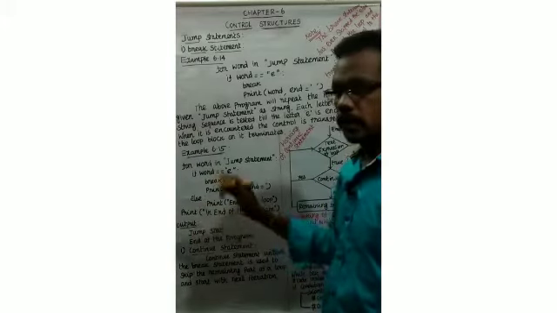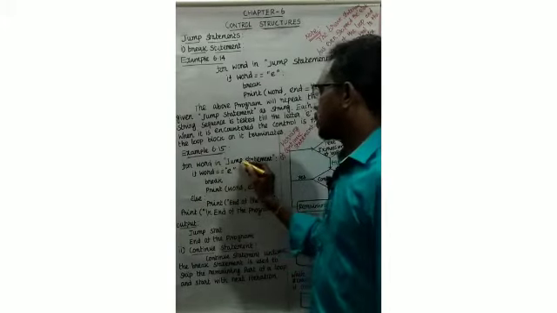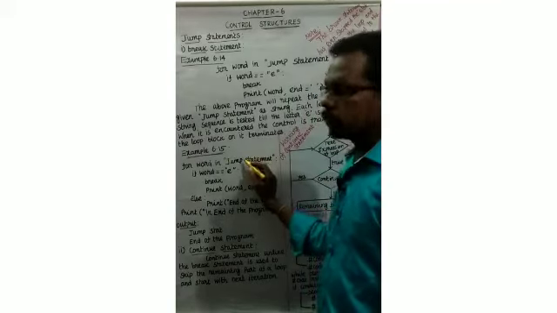Now I will explain the program. For word in jump statement, they are assigning the value for the counter variable.